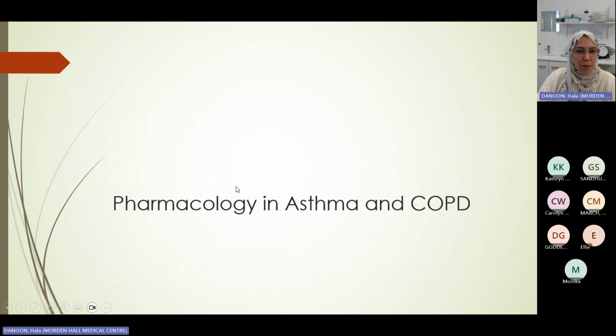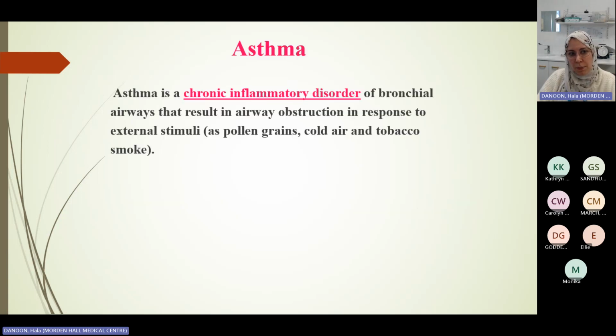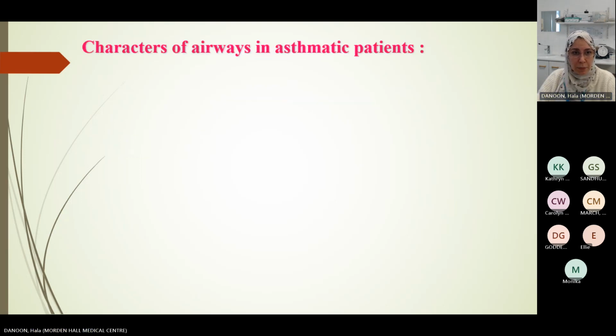Okay, so now we're talking about the pharmacology in asthma and COPD. For us to understand medication, we need to understand the condition and what causes these conditions. Asthma is a chronic inflammatory disorder of the bronchial airways that results in airway obstruction in response to external stimuli, which could be pollen grains, cold air, tobacco smoke, animals, perfume, emotions. The list is quite long, and because it's inflammatory, it's variable. It's not a steady line.